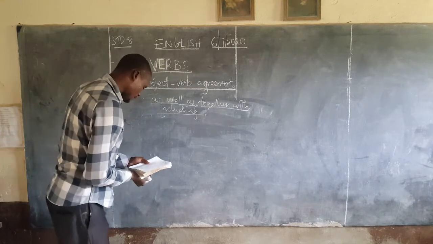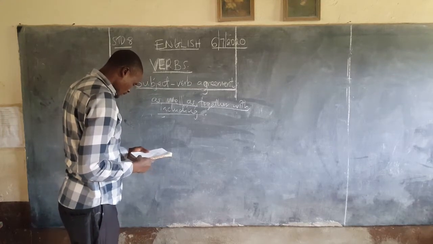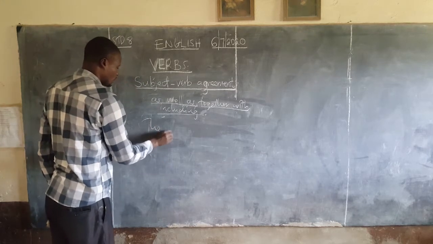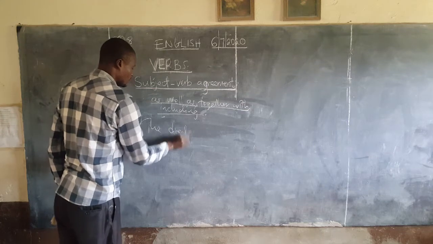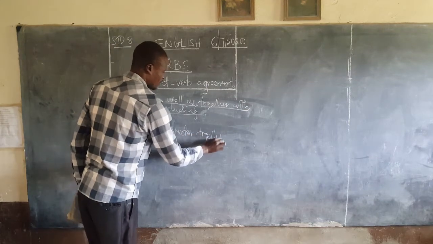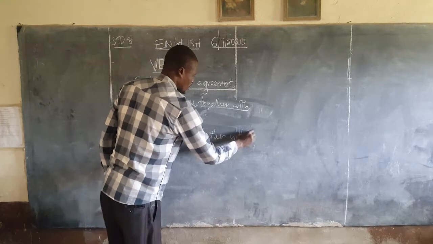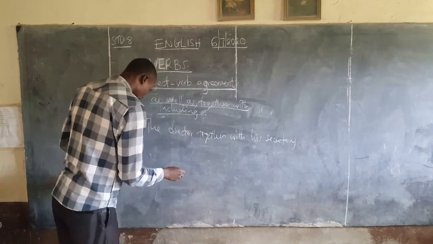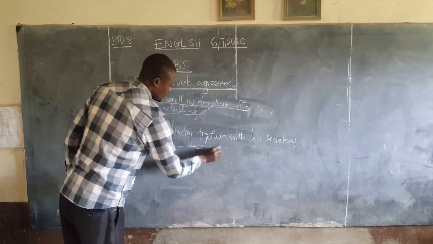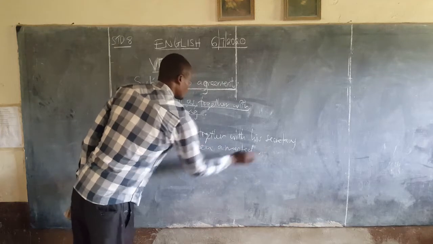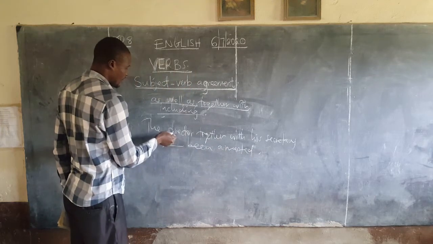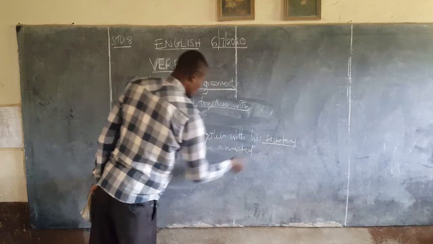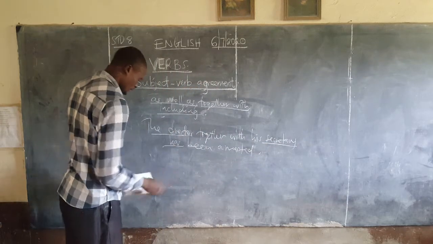The second one is together. So the director together with his secretary, the secretary has been arrested, both of them have been arrested. We are seeing the director here, that is one person, together with his secretary. So we talk of has been arrested.